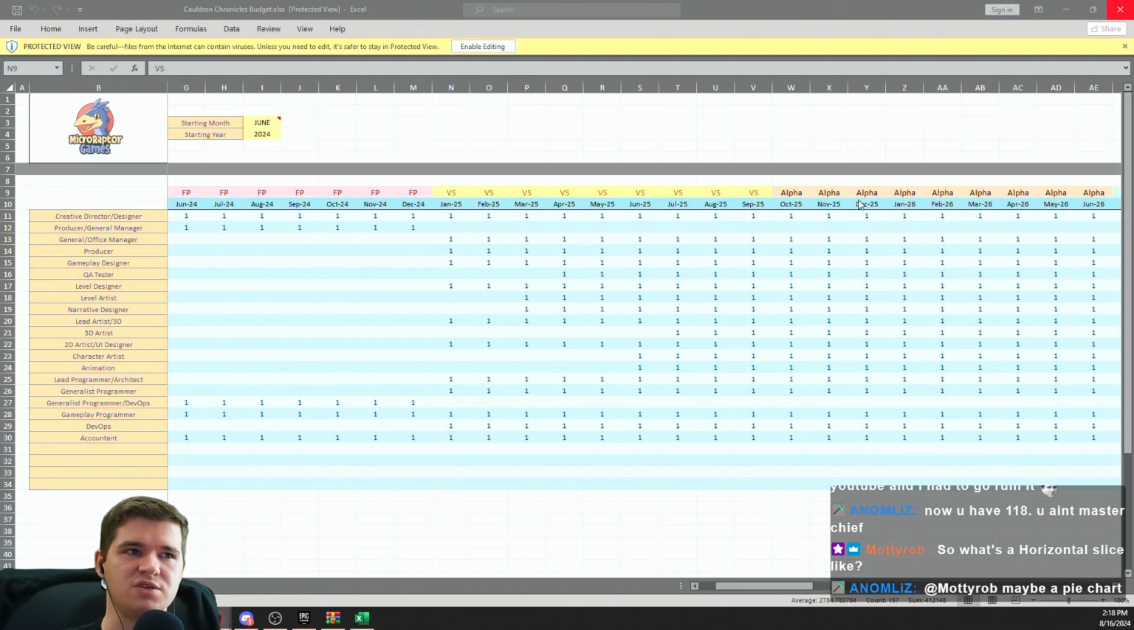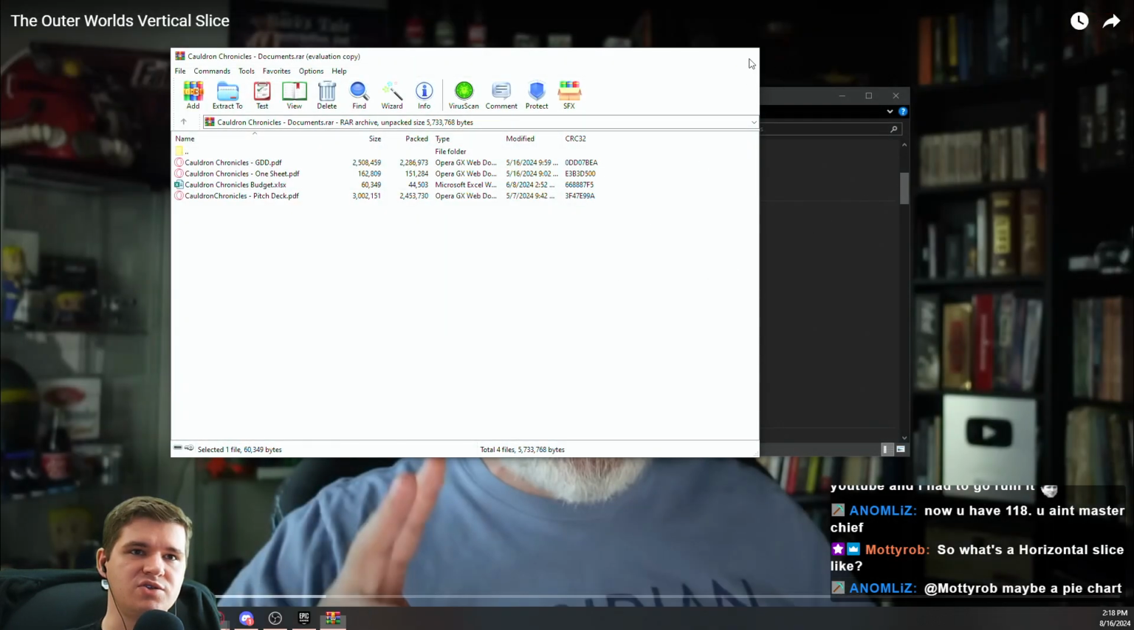What's a horizontal slice like? Horizontal slice would just be the entire game, but kind of like gray boxed. So I would consider that to be somewhere a little after vertical and into alpha. You would have your horizontal slice. Or you could even say that that is what your alpha would be.